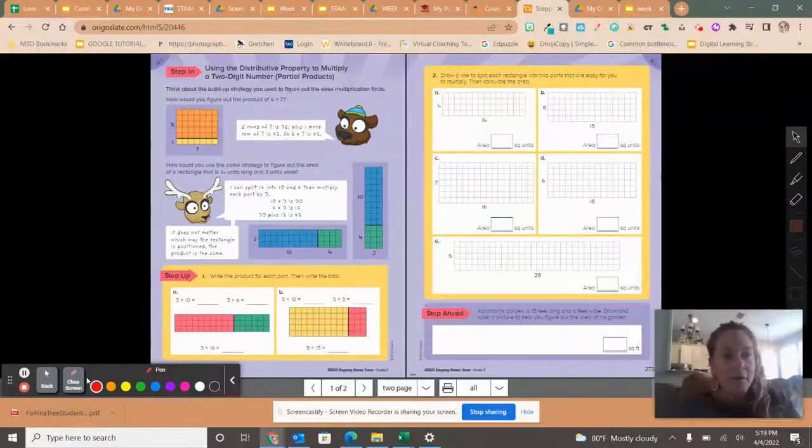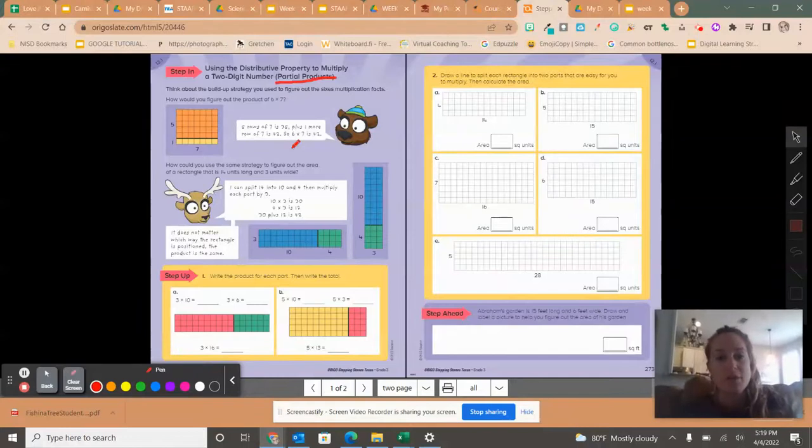Hey guys, today we're going to be learning about partial products. Partial product is just a really fancy way of saying a multiplication strategy that you can use. So I want you to look at this little reindeer. It says, how could you use the same strategy to figure out the area?